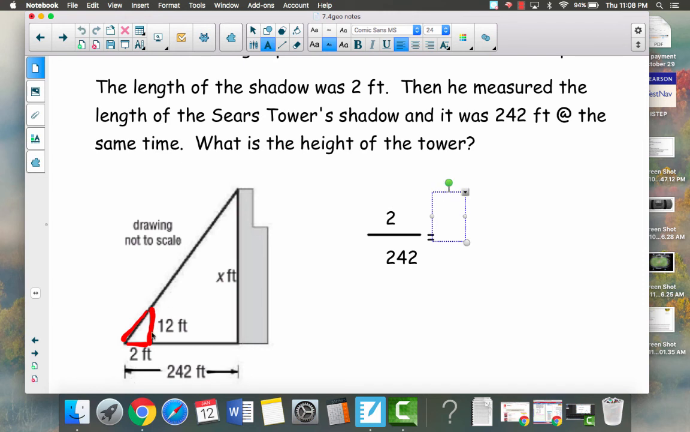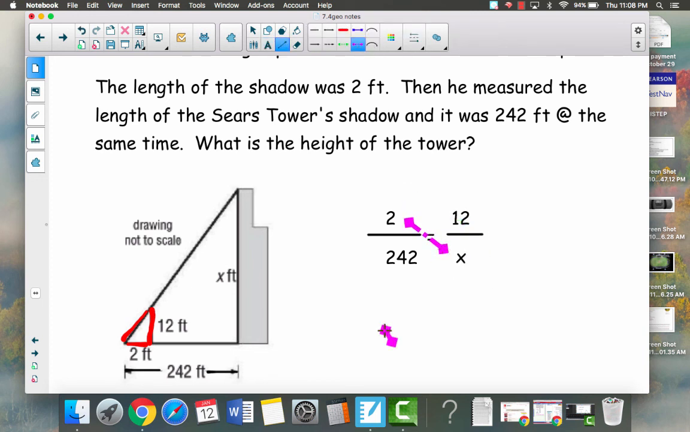Now we're going to do the height of each triangle. So this height here, I started with the small one, was 12. And we're going to make that over the height of the other triangle, which we don't know. So we'll just put x. So there's our proportion, and so now we just have to go ahead and cross multiply. So cross multiply those, and we get 2x, and then cross multiply the other side. So 242 times 12, that's going to get you 2,904. So let me type that in there.